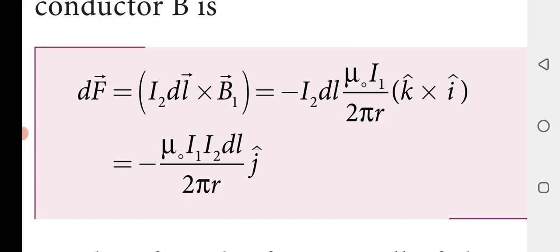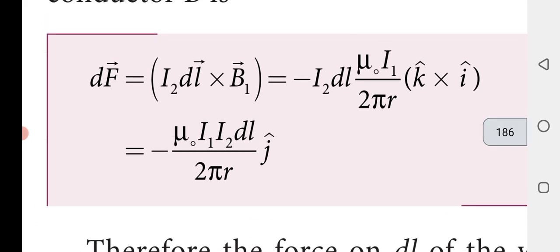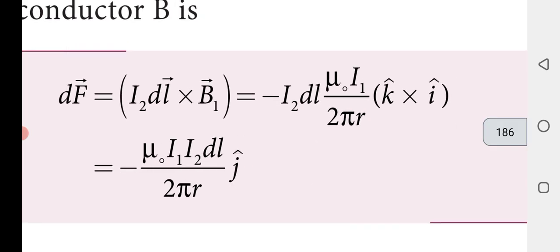We already found the value of the total magnetic field, so substitute the value of the B1 vector here. Finally we get minus I2 dl mu naught I1 by 2 pi r. Here the k vector is present because the I vector is a component of the magnetic field and the k vector represents the direction of the current.